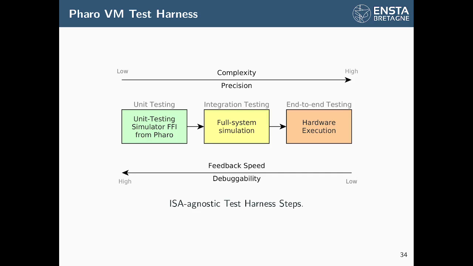So if I put this on a graph, I would have complexity and precision increasing as you increase your step, but the feedback speed and debuggability increasing the other way around. This means that unit testing has the least complexity, but the most feedback speed and debuggability. And in the end, you would have more precision with hardware execution, but it's really a pain to have some feedback and to debug it correctly.